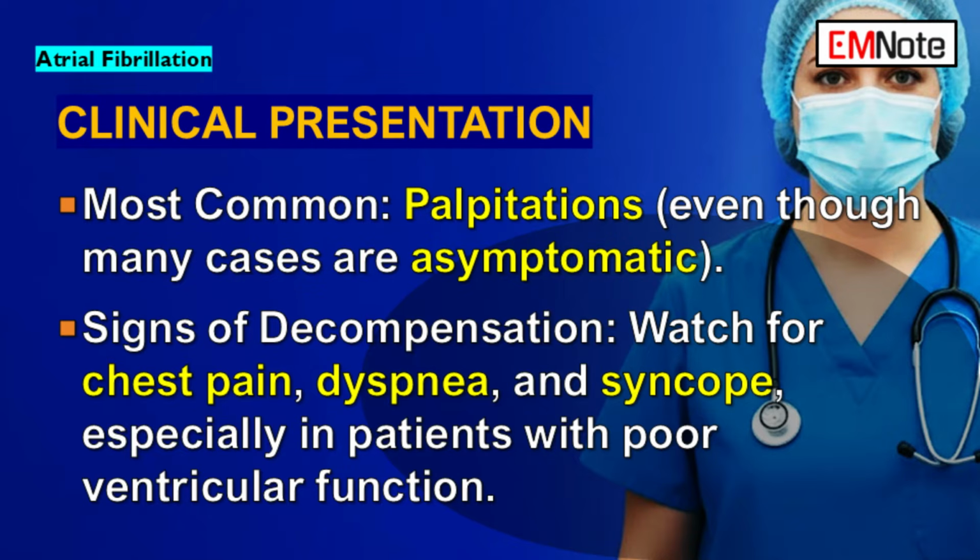So when patients present, the picture can vary a lot. What is the most common symptom they report, even if a lot of cases are totally asymptomatic? Palpitations. That's number 1. Okay. But you have to watch for other signs of decompensation, things like chest pain, dyspnea, and even syncope, especially in patients with poor ventricular function to begin with.